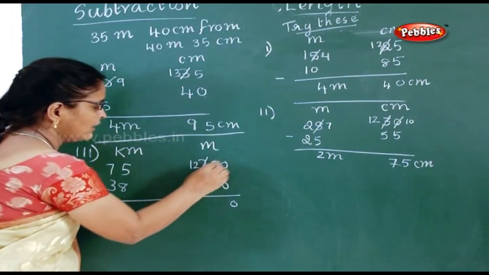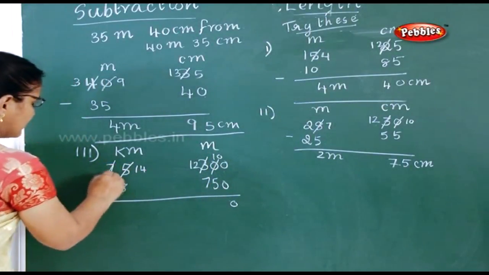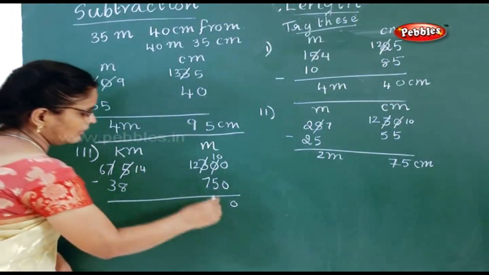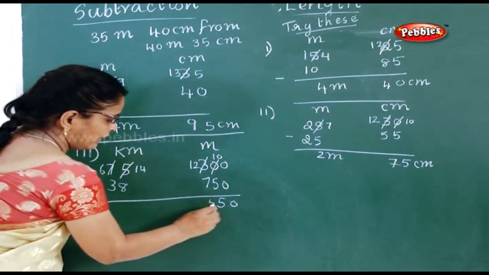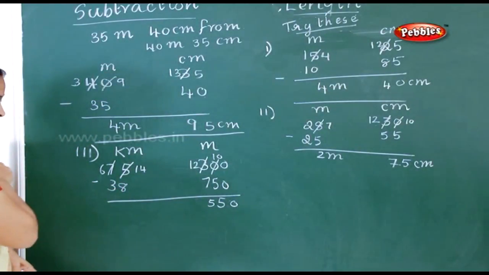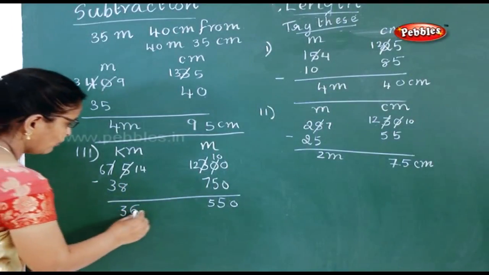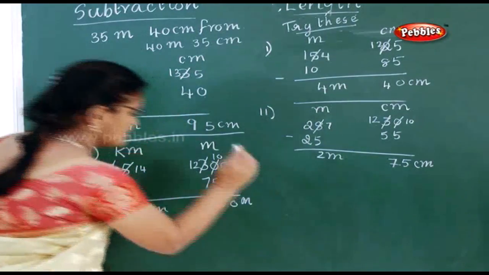This will become 12 and this will become 10 and this will become 14 and this will become immediately 6. So what is 10 minus 5? It is 5. And what is 12 minus 7? It is 5. What is 14 minus 8? It is 6. 6 minus 3 is 3, so 36. So what will you write? 36 kilometer and 550 meter.